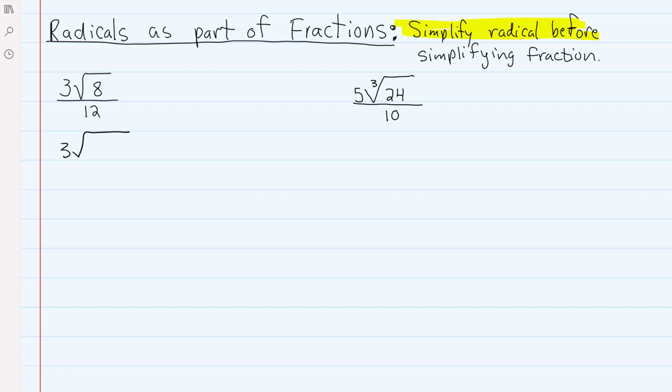So 8 is the same thing as 4 times 2. And now look, the square root of 4 is 2, so a 2 comes out. So now 3 times 2 is 6 root 2 all over 12. And now look, 6 goes into 6 once, 6 goes into 12 twice, for an answer of 2 root 2. But if you would have simplified at the beginning, you just would have simplified the denominator twice. So this answer right here simplifies to root 2 over 2.